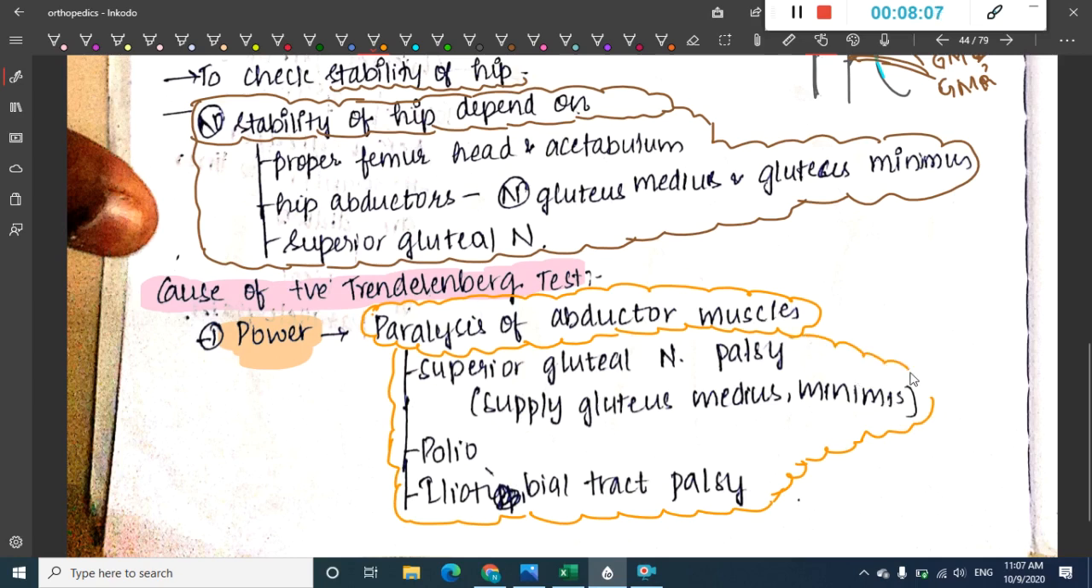So this gluteus medius or gluteus minimus are supplied by superior gluteal nerve. So whenever there is superior gluteal nerve palsy, there is no chance that the gluteus muscles are properly working, right? They undergo paralysis. So as a result, that will manifest as a power problem. Then whenever there is polio, obviously polio is a disease involving the lower limbs, especially the quadriceps femoris and other muscles of the lower limb. So it can also cause paralysis of abductor muscles, and that can also lead to positive Trendelenburg test. Then iliotibial tract palsy can also lead to positive Trendelenburg test.